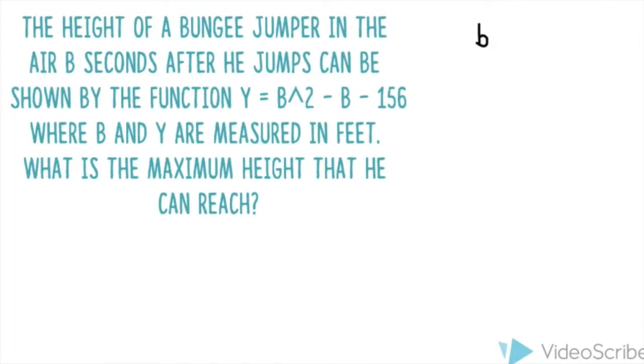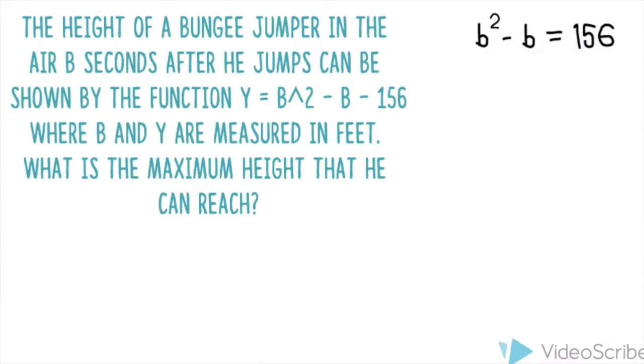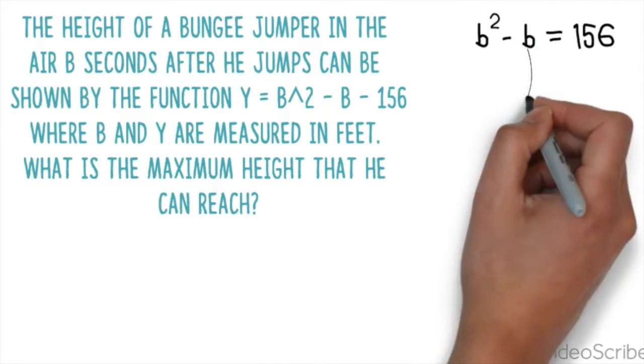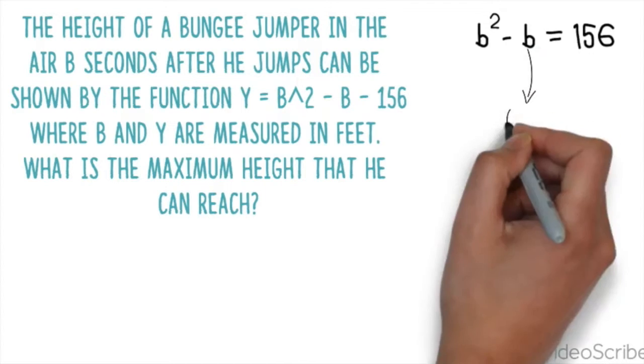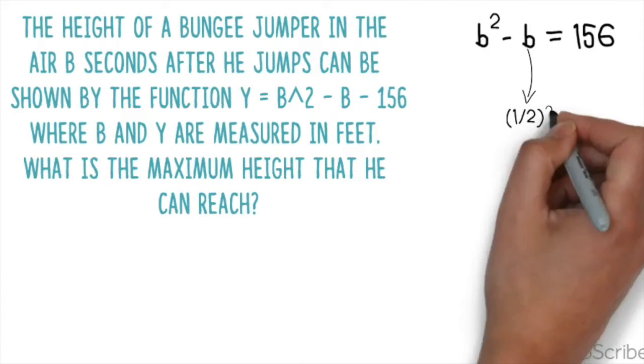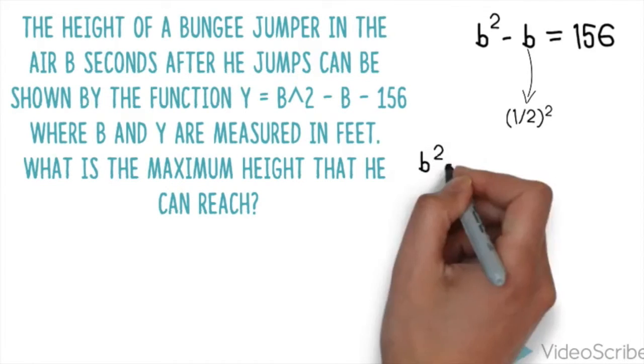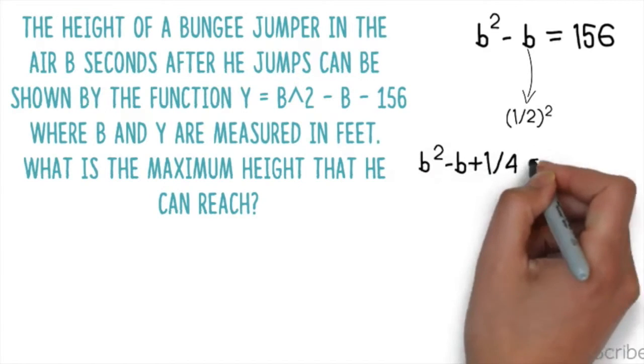We use b squared minus b, and we equate it to 156 so that we can perform completing the square on this. The middle term has a coefficient of 1, so its half is 1/2. We squared this to get 1/4, and we added 1/4 to both sides of the equation.